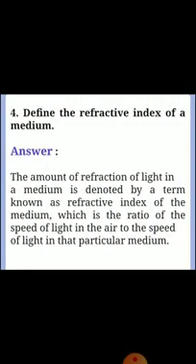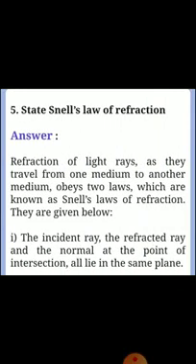Next, fourth question, define the refractive index of a medium. Answer, the amount of refraction of light in a medium is denoted by a term known as refractive index of the medium, which is the ratio of the speed of light in the air to the speed of light in that particular medium.